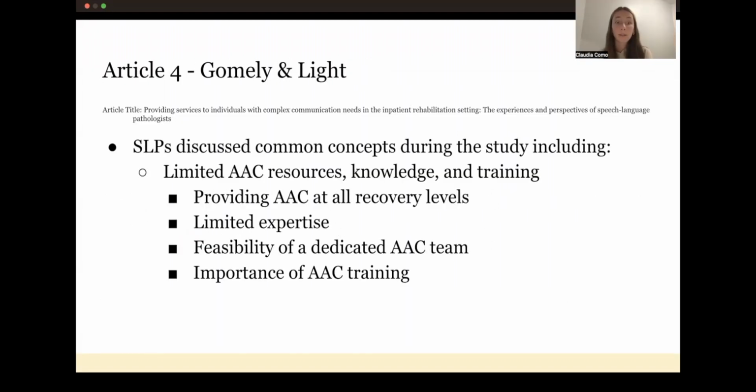Going back to Article 4, these SLPs in their focus group also discussed common concepts, such as how limited AAC resources, knowledge, and training are often found in their settings. They talked about how it is important to provide AAC at all recovery levels, and how limited expertise can impact this, as well as the feasibility of having a dedicated AAC team in all these settings, and how important it is to have AAC training and to get the individuals who are using these devices with their patients trained, whether it's the SLP or other medical professionals.